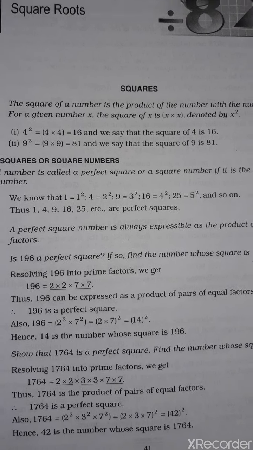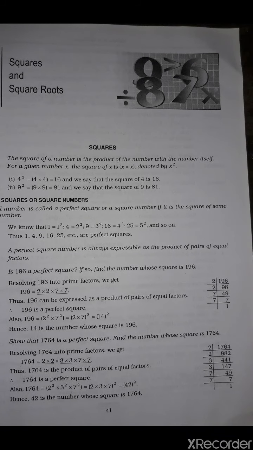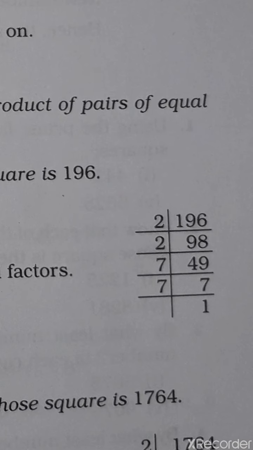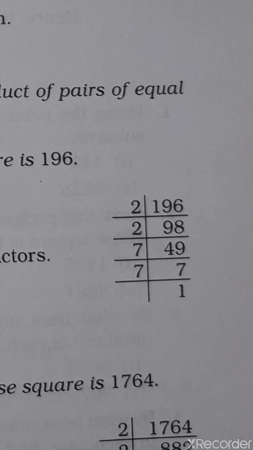You must know how to do prime factorization. This is the way you need to do it. You have to find the smallest number which divides the given number, and then you move forward. 196 is an even number, and even numbers are divisible by 2. So 2 is the smallest number which divides 196.